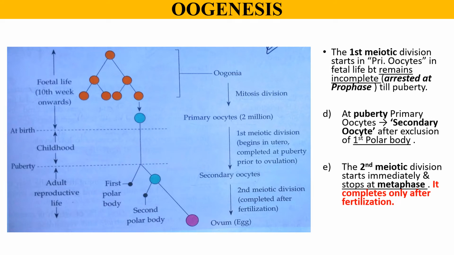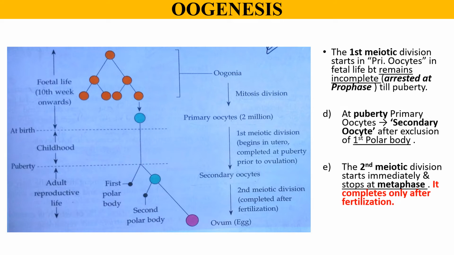Focus on this flowchart that depicts the steps of oogenesis. During the intrauterine life, at about the 10th week, the primitive oogonia proliferate by mitosis to form primary oocytes. The diploid primary oocytes become enveloped by a single layer of granulosa cells and become the primordial follicle. The first meiotic division starts right away during intrauterine life, but it remains incomplete, arrested in the prophase phase of cell division till puberty.